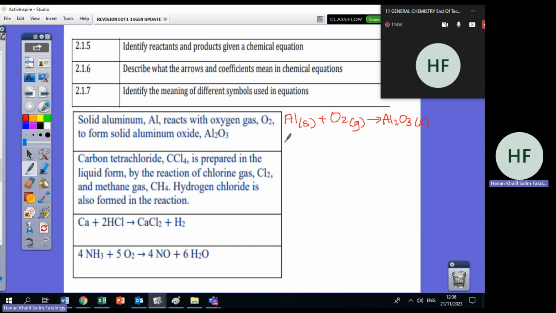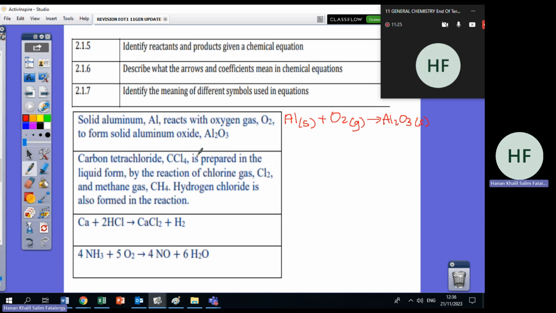Now if he asks you, where are the reactants? These are the reactants. Where are the products? This is the product. What is the meaning of S? Solid. G, gas. This one means to form. This one means reacts with.